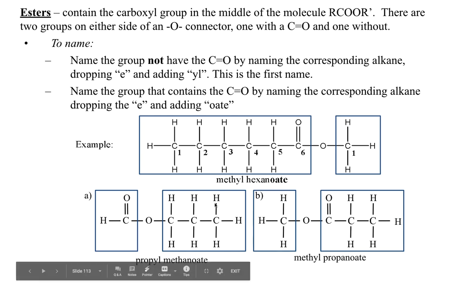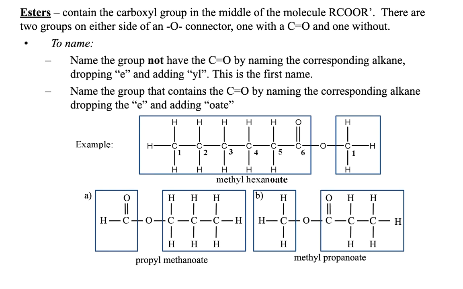Two different compounds, right? Very similar names. Propyl methanoate and methyl propanoate. This one has the C double bond O on the 1 carbon portion. This one has the C double bond O on the 3 carbon portion. Different structures, different properties. But we talked about a term that these are.